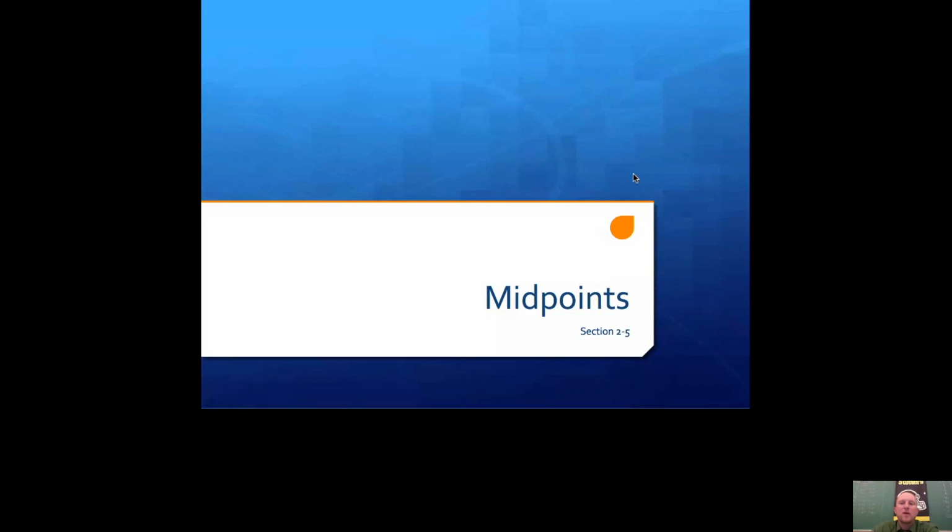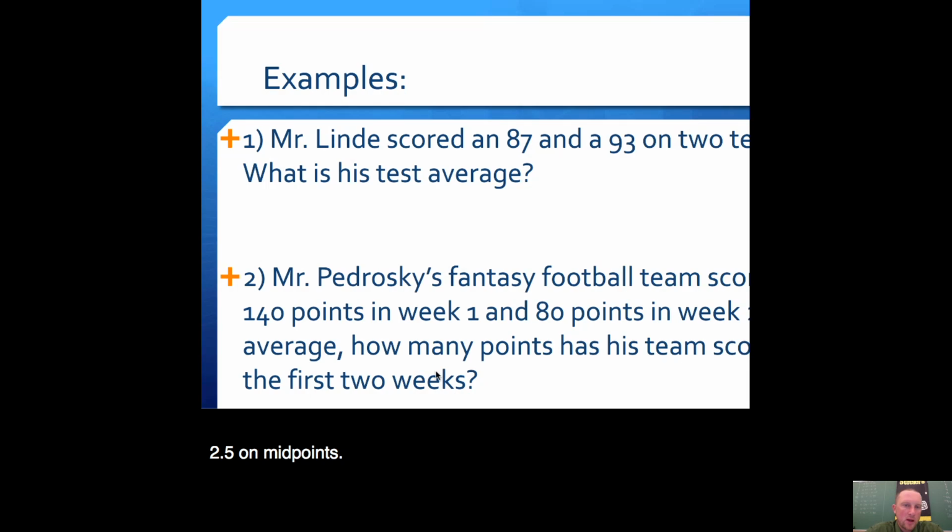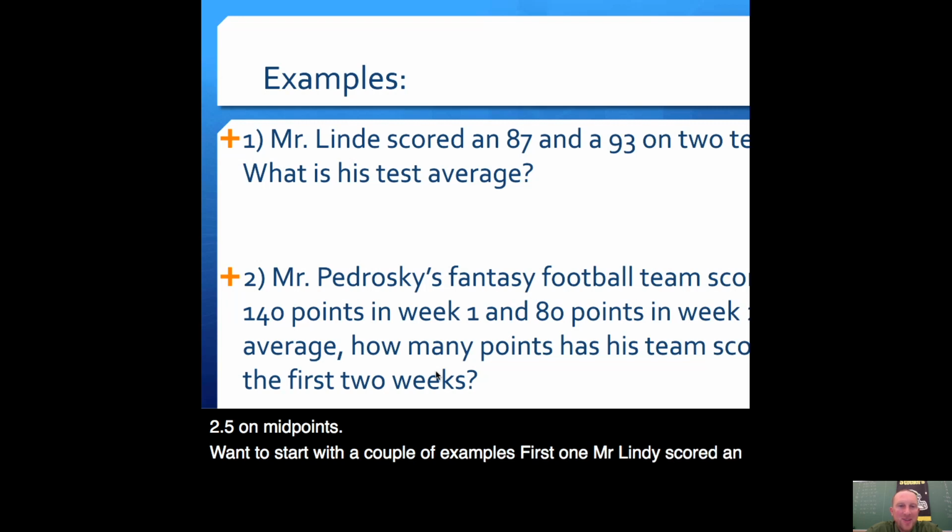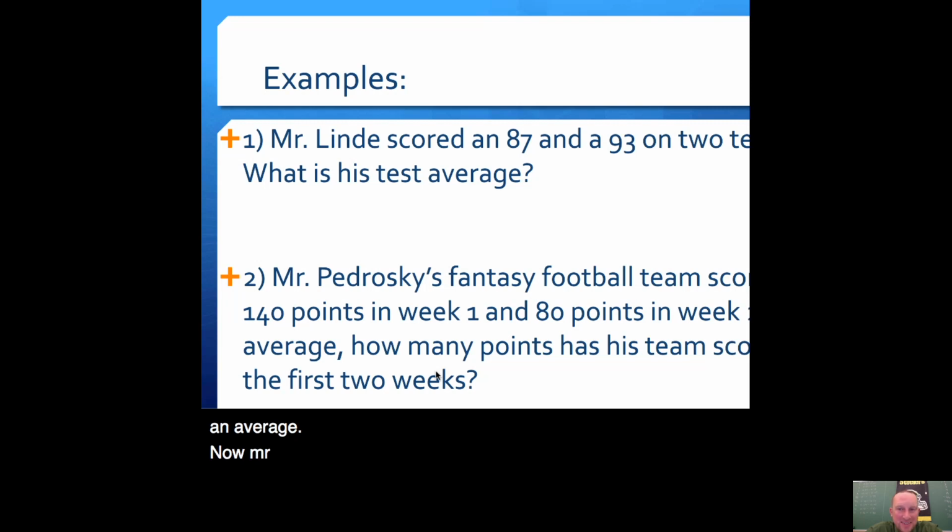This is section 2.5 on midpoints. We're going to start with a couple of examples. First one, Mr. Lindy scored an 87 and a 93 on two tests. What is his test average?